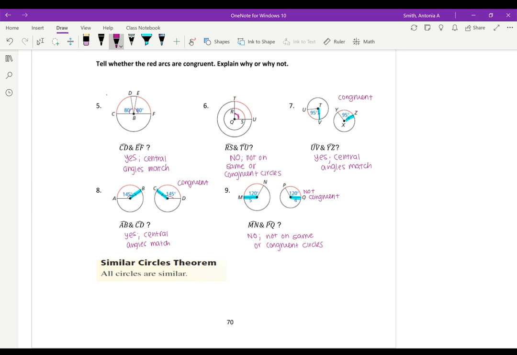And then the very last theorem, similar circles theorem, all circles are similar. Remember, similar means same shape, different size. And that's it for 10.2.